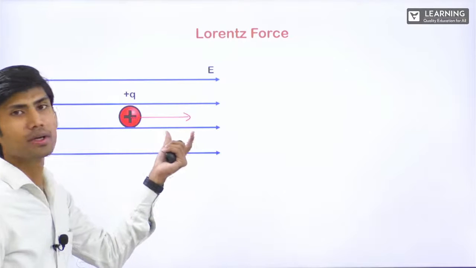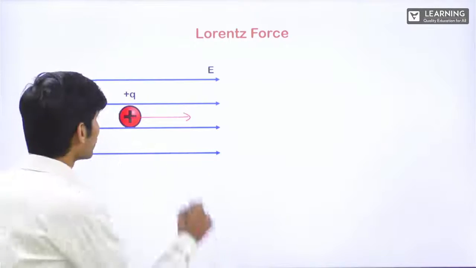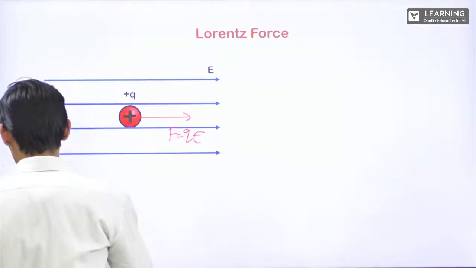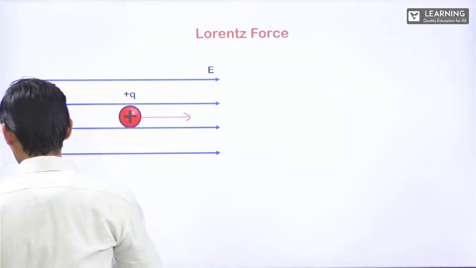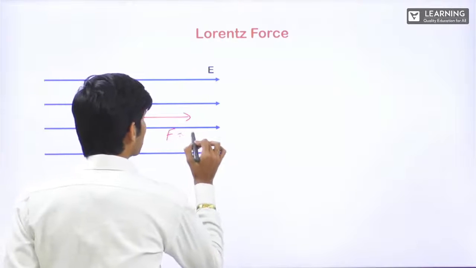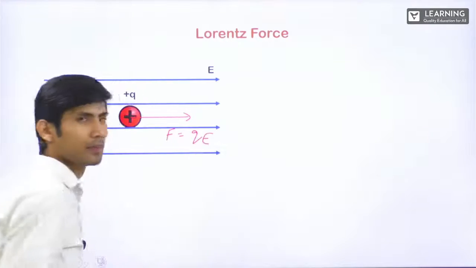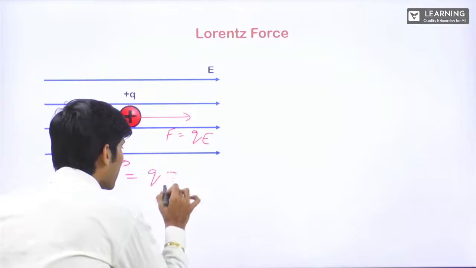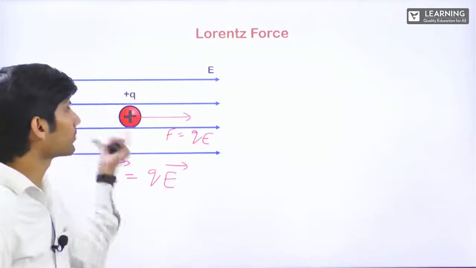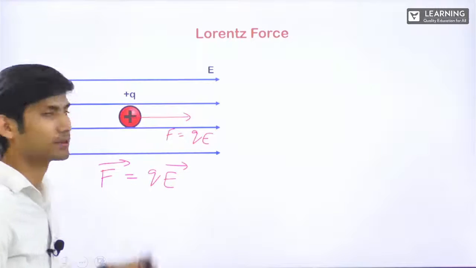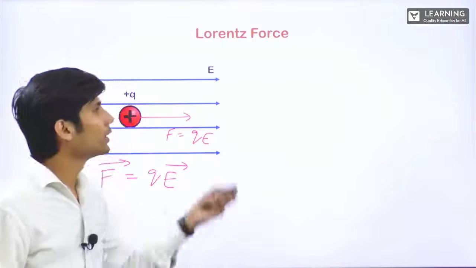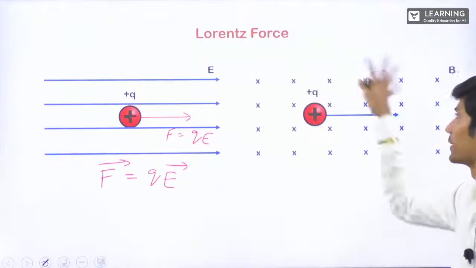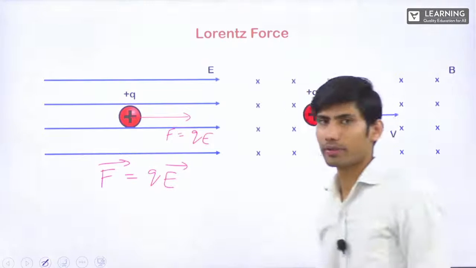So what will be the magnitude of this force? Force is equal to Q into E, correct? Force is equal to Q into E. And I can write this as F vector is equal to QE vector. The direction is same as that of E vector. So I can write this like this, correct? Now, in magnetic field what happens? Suppose there is a magnetic field. Now there is a charge kept here. Okay?